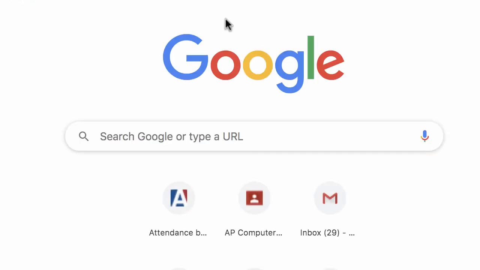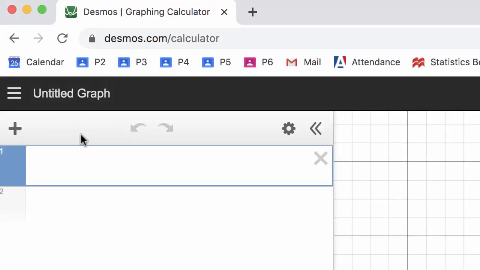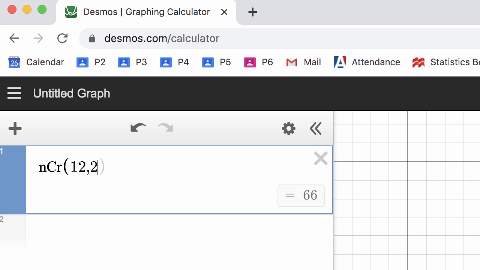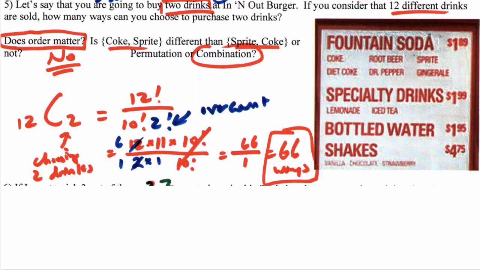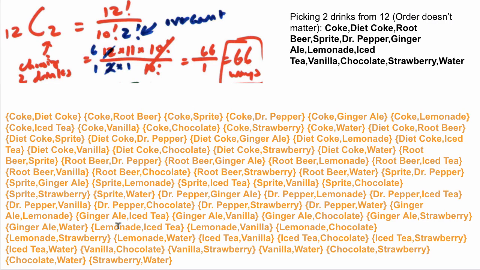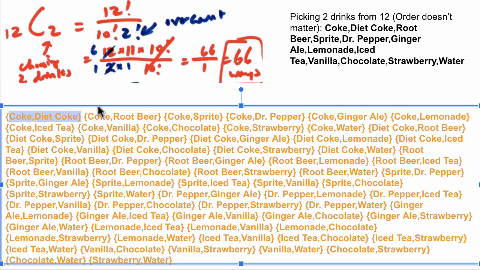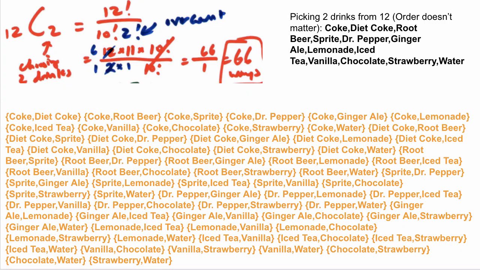Another thing you can do is just go to Desmos and type in nCr, instead of nPr, parenthesis, 12, 2. It's just saying, if you're picking 2 things from 12, where order doesn't matter, there's 66 different ways to do that. 66. If you actually want to look at the sample space, here's what it looked like. Coke, Diet Coke, Coke, Root Beer, etc. Notice that there's no Coke, Diet Coke, Coke here. I'm counting Coke, Diet Coke the same as Diet Coke, Coke. Okay, there's 66 different possibilities.